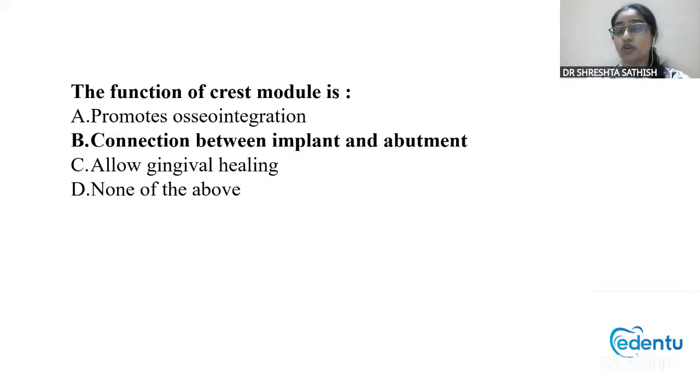It does not promote osseointegration. See, usually the crest module or your collar will be a very polished surface. Okay, it will be a polished collar, most cases. So it doesn't promote osseointegration anyway. Then allows gingival healing, not really, because it is going to be submerged into the bone. Okay, or at par with the bone.